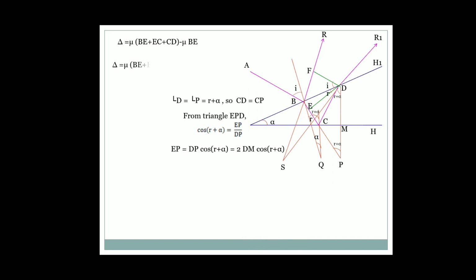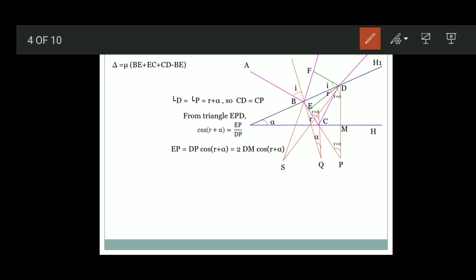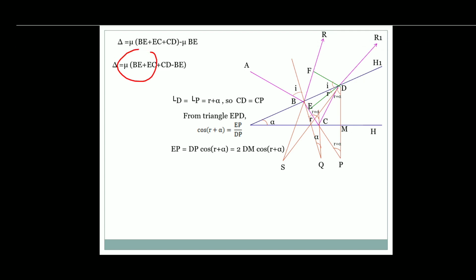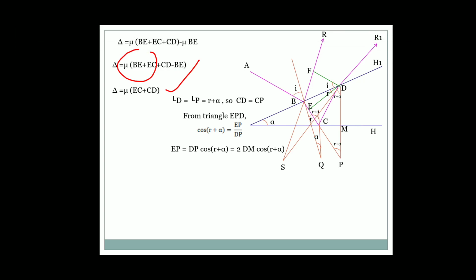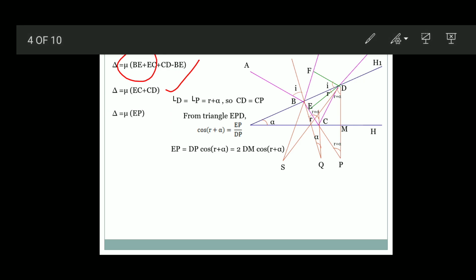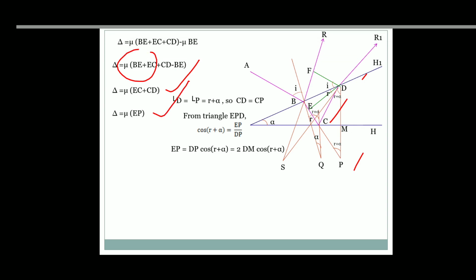So when we take mu common, BE and BE cancel each other, so that the path difference delta is equal to mu into EC plus CD. But we know CD is equal to CP from the triangle PCD. CP is equal to CD. From this, delta is equal to mu into EP.